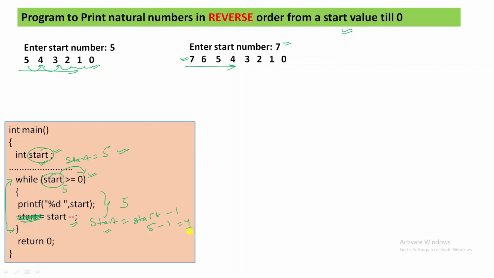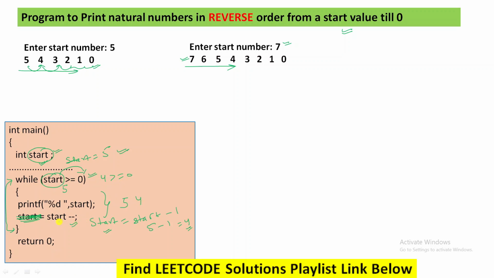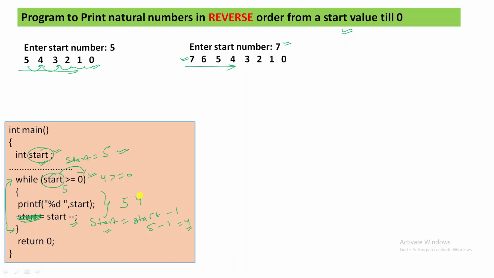So my new number is 4. Then I will go here and check whether 4 is greater than or equal to 0. You will say yes, so you will print 4 also, and then you will decrement this 4. Start minus minus means start minus 1. Currently start is 4, so 4 minus 1 is 3. So my next number that I will print is 3. Here start will be 3, greater than or equal to 0, and same way it will print 3 and so on. Now the next number will be 3 minus 1, which is 2. So same way it will keep on printing.